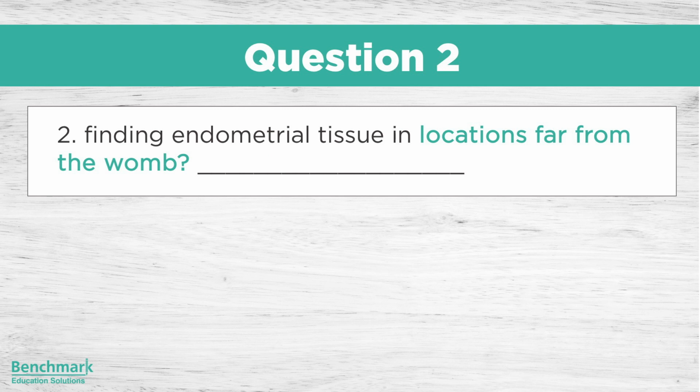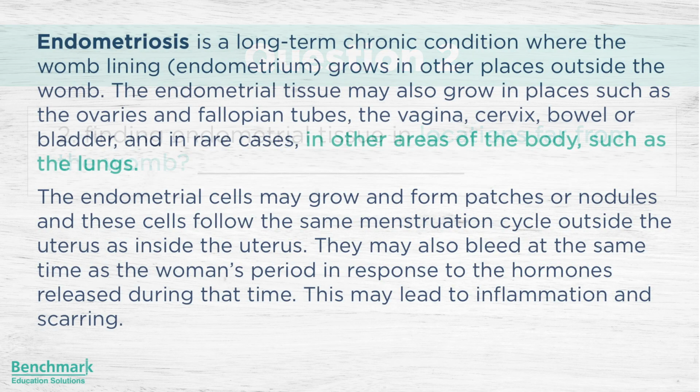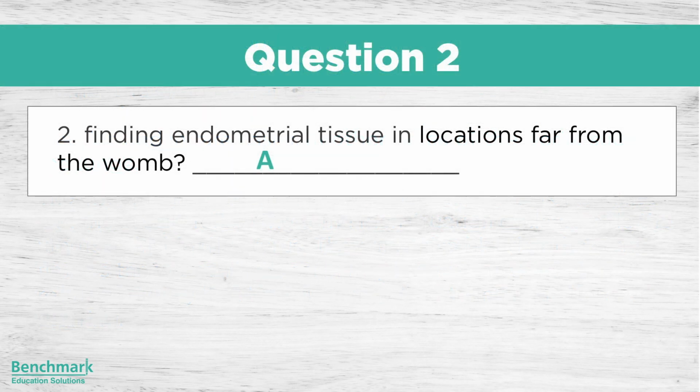In question 2, the keywords are locations and far from the womb. Think about locations far from the womb. Where could those be? The stomach? No, that's near the womb. What about ears, neck? Possibly, yes. Now scan your paper and you will find that text A talks about locations where endometriosis is found. Scan text A and you will easily find that information here. So your answer is A.